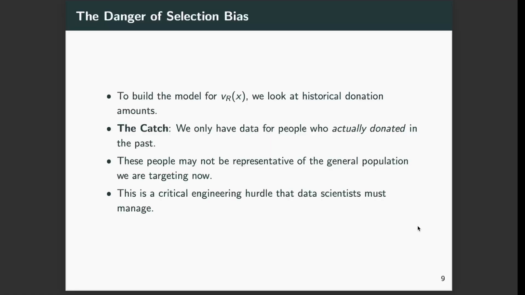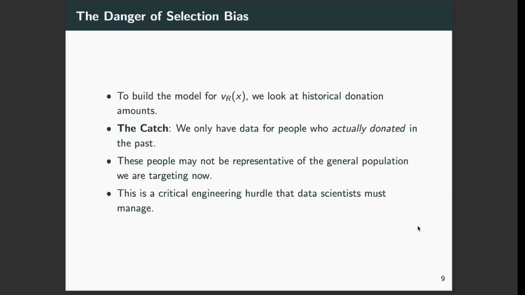Think about who tends to donate to a charity. They are probably older on average, more philanthropically oriented, more financially established. They share characteristics that made them donors in the first place. If we train a model on only these past donors and then use it to predict donation amounts for the general population, we may be making predictions based on a sample that is not representative of the people we are now targeting. This is selection bias.